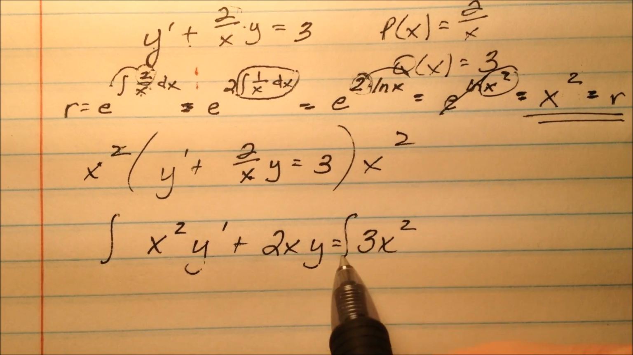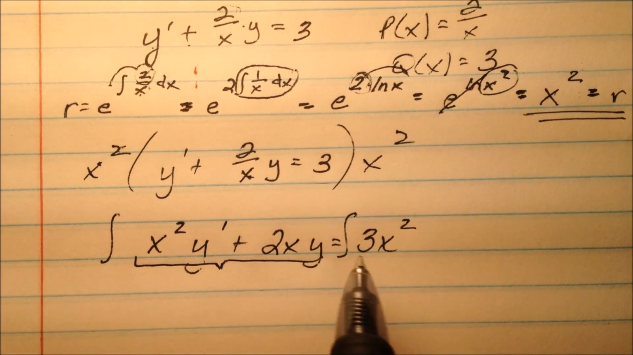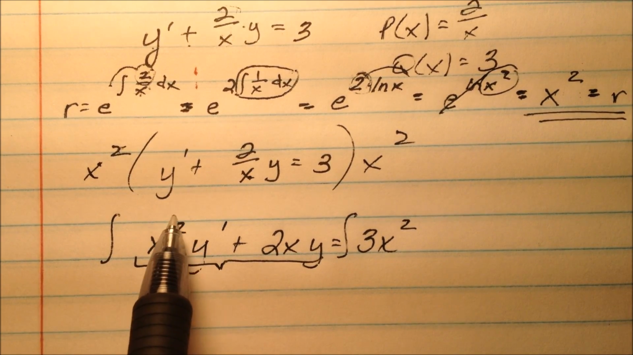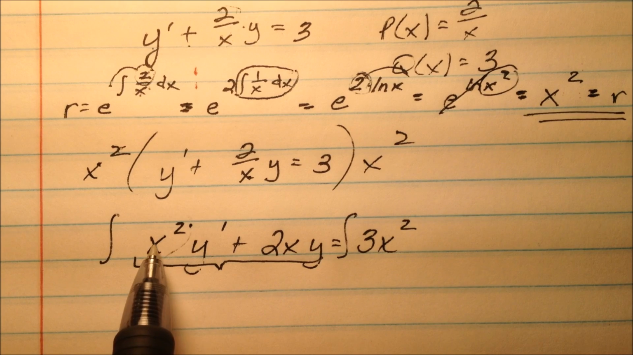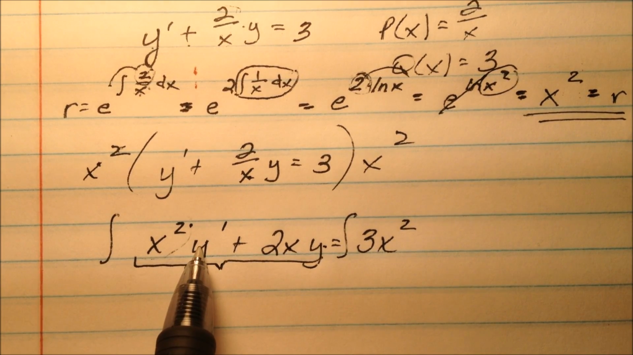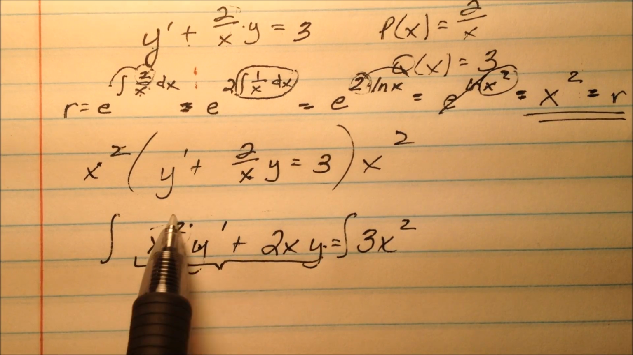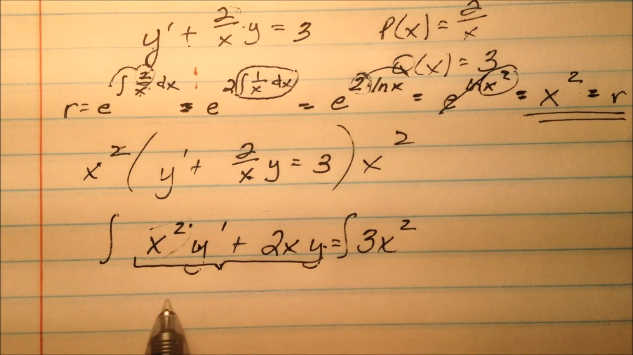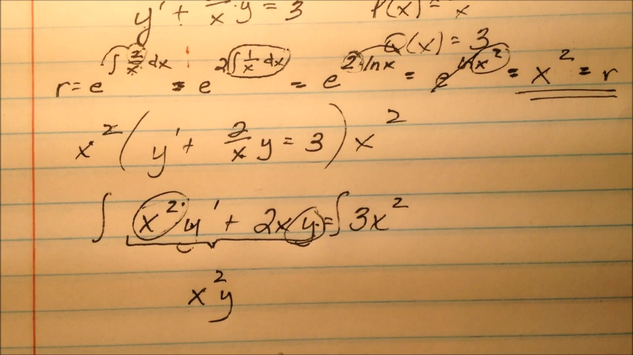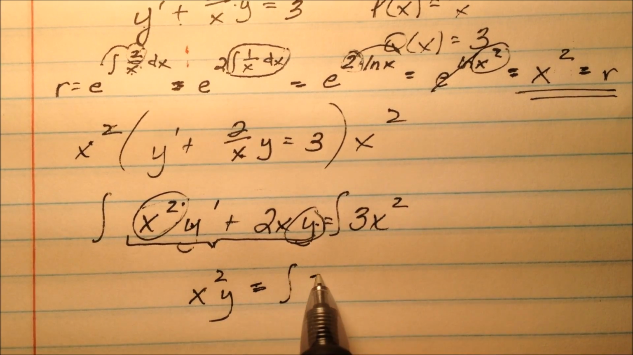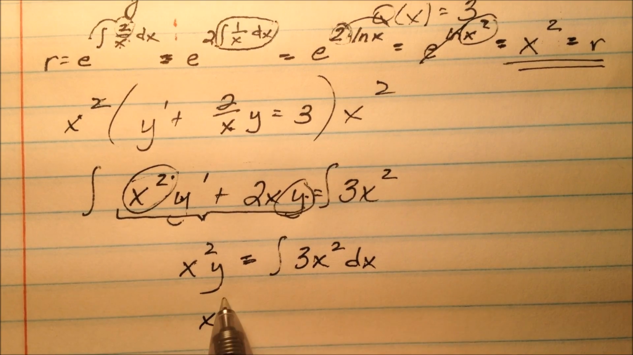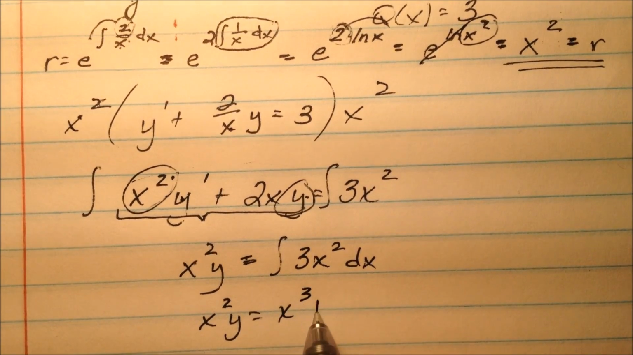So again, when we integrate both sides, we'll notice that, hey, right here looks like a really nice product rule had occurred. It's x squared, because when you take the derivative of x squared, you get 2x, and when you take the derivative of y, you get y prime. So what got differentiated here in order to give us this was x squared y. X squared y equals the integral of 3x squared with respect to x, which will be really nice because that's just going to be x cubed plus c.